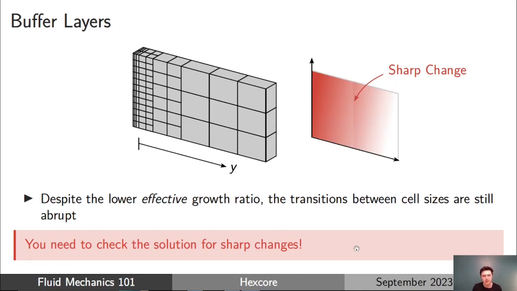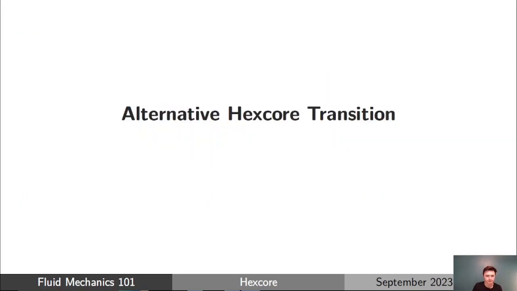And so for this reason, particularly when you're using a Hexcore approach or any other, you should always really be looking at the solution and checking visually, are you getting the level of resolution that you need? And there aren't any noticeable sharp changes in the solution. And of course, if there are with the Hexcore approach, you can either add buffer layers or reduce the size of the cells. Those are some ways to get around those sharp changes.